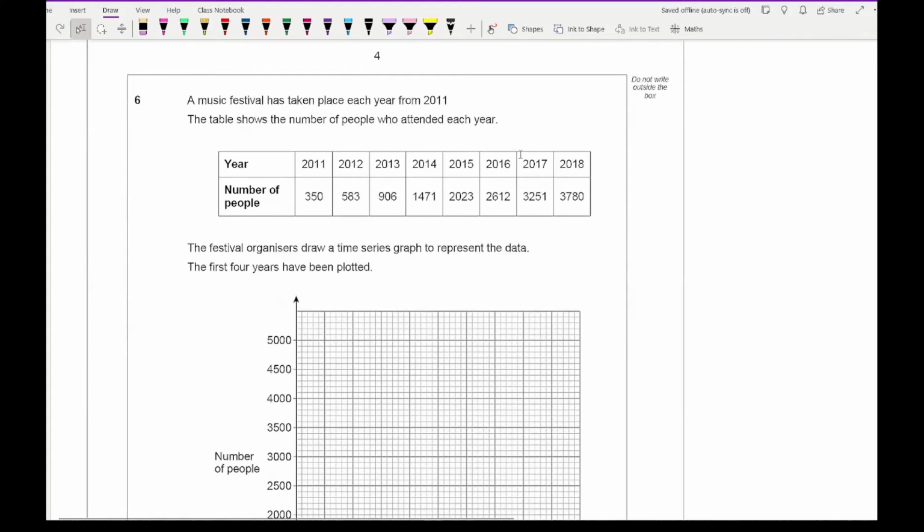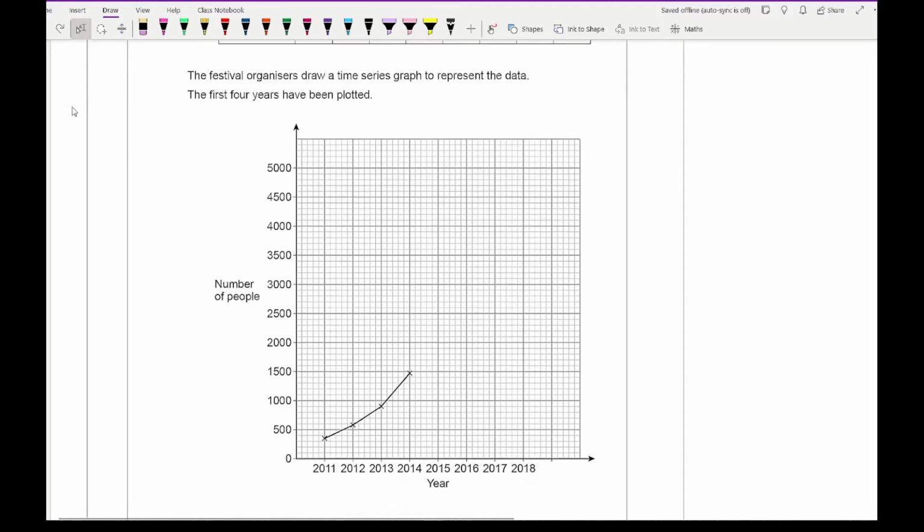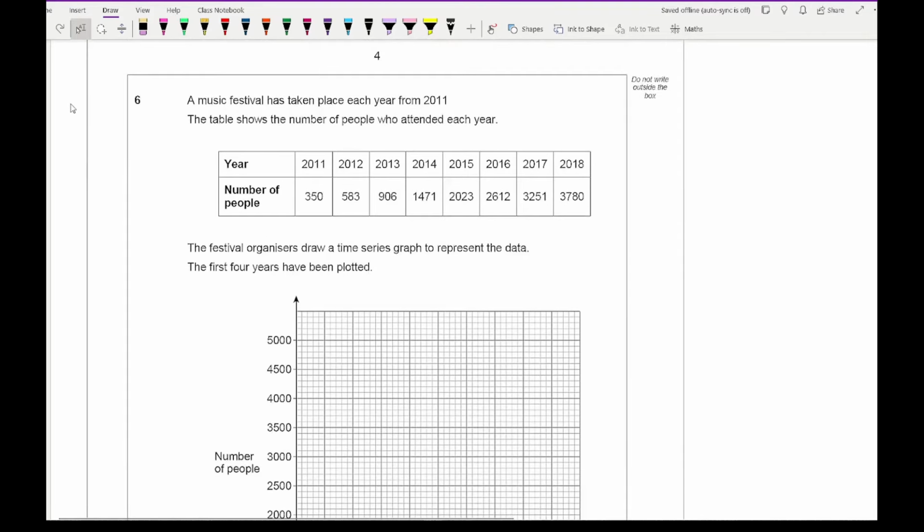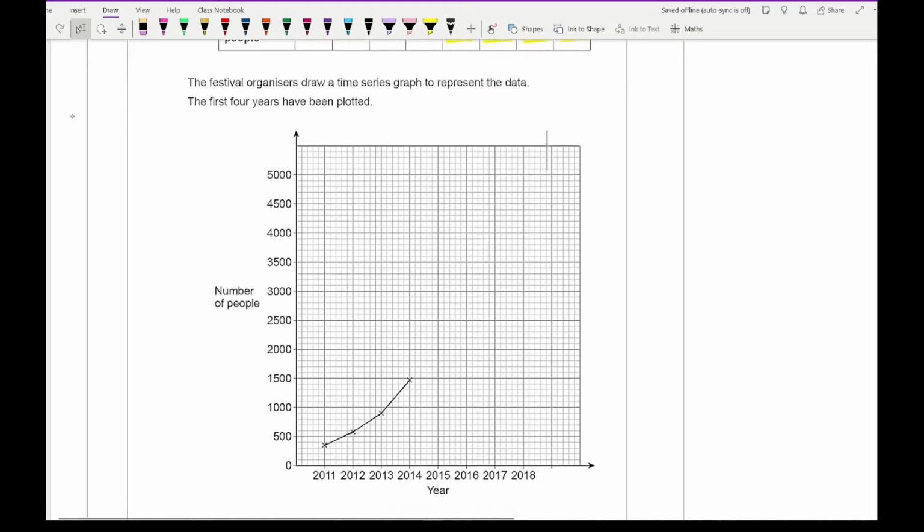Then for question 6, it says a music festival has taken place in each year from 2011. The table shows the number of people who attended each year. The festival organisers draw a time series graph to represent the data. The first 4 are done for you, and I'm guessing that we then need to complete the graph. So they've done 4, so what we need to do is then plot these, and we'll try and do it to the best of our ability.